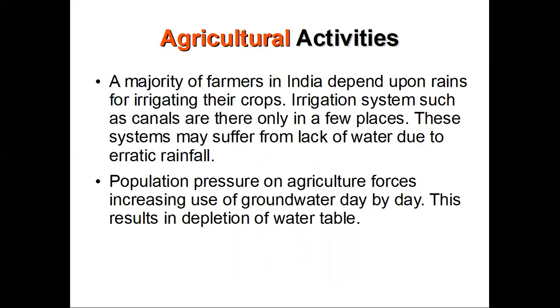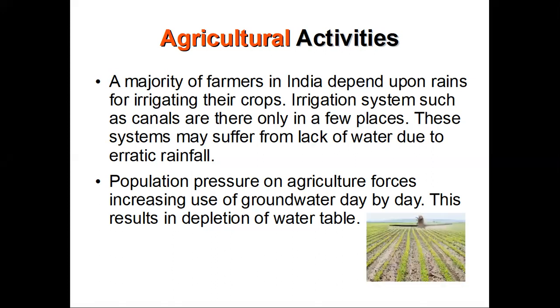Now, what happens? The people are increasing. Now, if people are increasing, they need food. Basically, in urbanization, they need food. If they are not getting water, if they cannot irrigate their crops, then their crops will die. Then what do they need to do? They will use the groundwater. Thus, this results in depletion of water table.